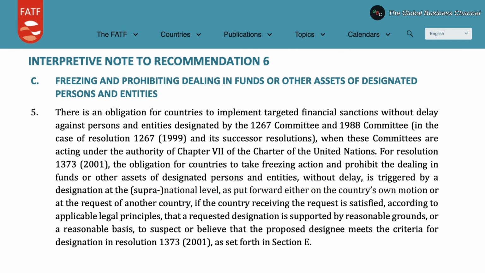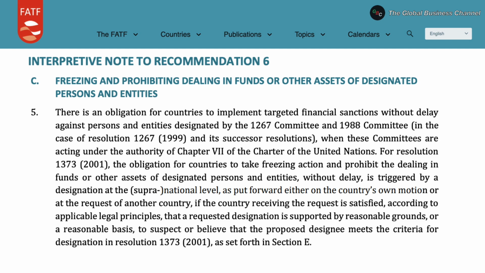Section C concerns freezing and prohibiting dealings in funds or other assets of designated persons and entities. And Interpretative Note 5 states that countries are required to impose targeted financial sanctions immediately on individuals or entities designated by the 1267 and 1988 committees, which operate under Chapter 7 of the UN Charter. This obligation extends to freezing assets and prohibiting transactions with those designated, including under UN Resolution 1373.